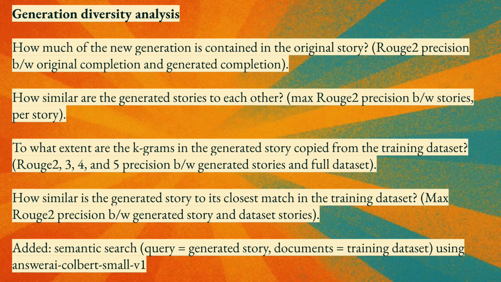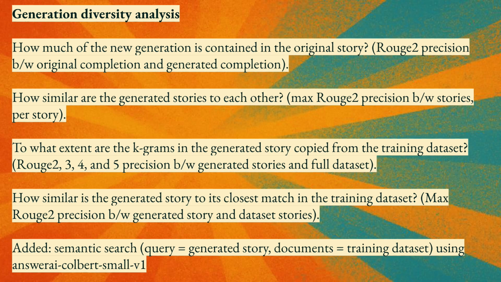Then, how similar are the generated stories to each other? That's precision, bigram overlap between stories, per story. To what extent are the k-grams in the generated story copied from the training data set? So what is the 2, 3, 4, 5 gram overlap between generated stories and the full data set's training stories? How similar is the generated story to its closest match in the training data set? So we're looking at the max precision between the generated story and the training data set stories.